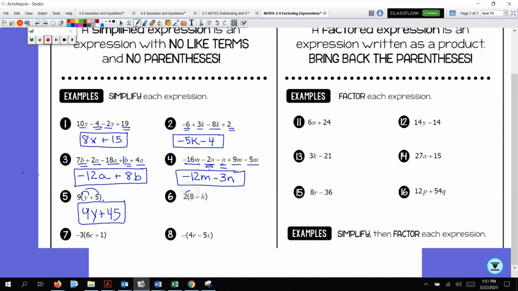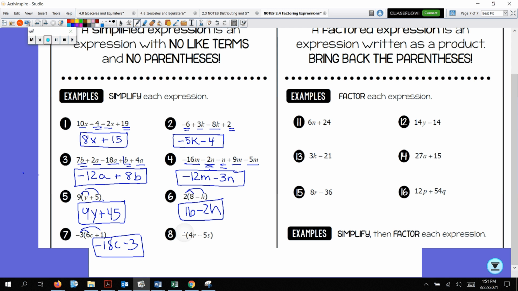Number 6, we distribute, means we multiply. 2 times 8 is 16. 2 times negative h, negative 2h. All right, and we distribute negative 3. Negative 3 times 6c is negative 18c. Negative 3 times 1 is negative 3.